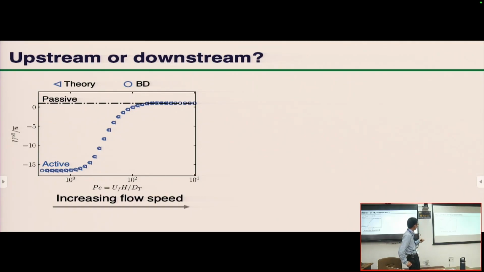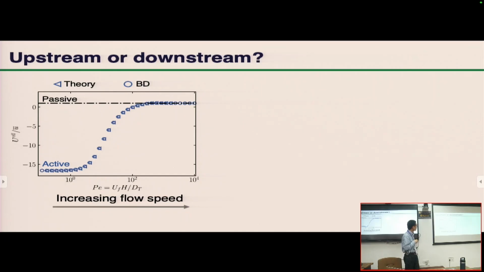And here is a plot of the average velocity of the particles. In this case, it's scaled by the average velocity of the flow. That's the y-axis. In the x-axis, that's the Peclet number, which measures essentially the flow speed, so how fast the flow is going compared to the particle's Brownian motion. So you can look at that as an increase in flow speed from left to right.